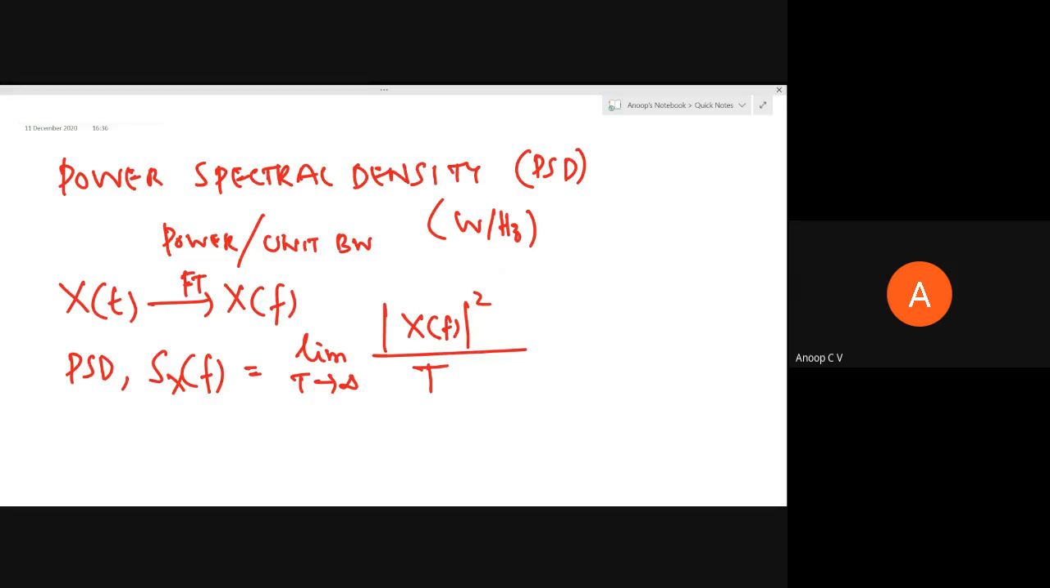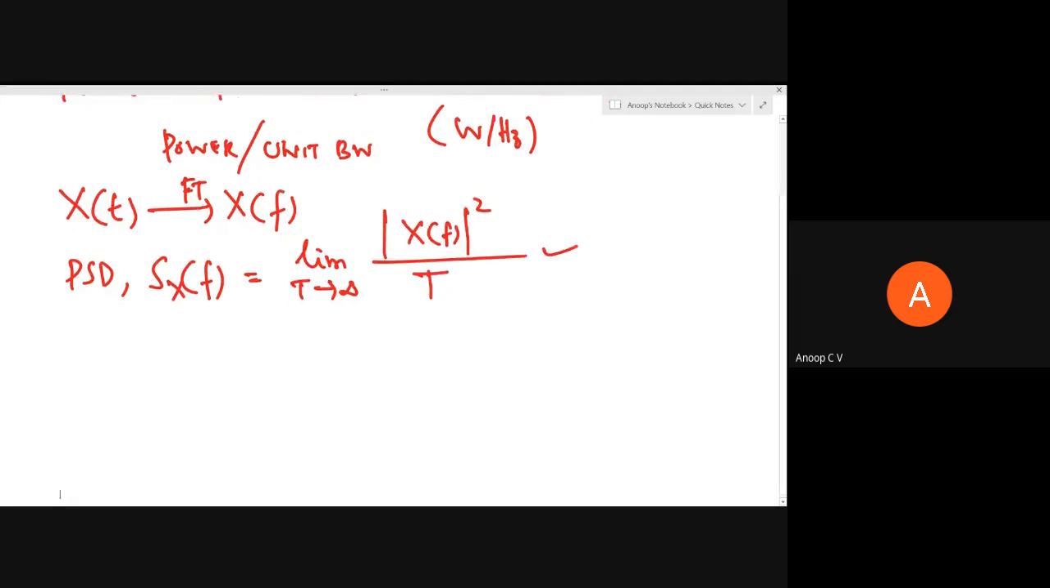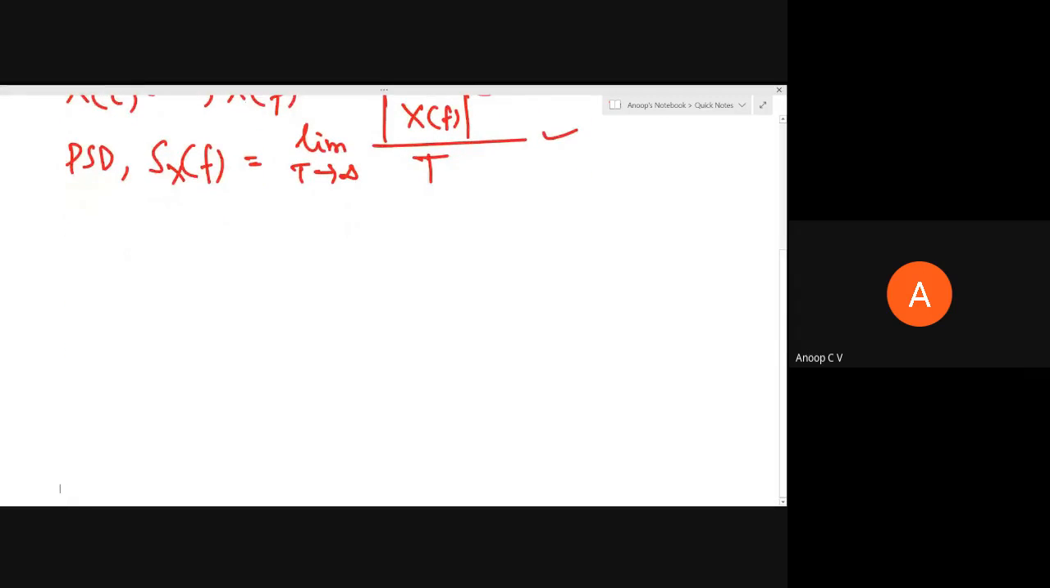This mod of X of f square gives you energy, and energy per unit time is power. So it's actually the power spectral density. This is how it is defined. I told you this definition because from it we get 2-3 properties of power spectral density, which follow from this definition only. Please keep in mind that normally we won't be evaluating PSD using this definition. We'll be evaluating it by some other means.